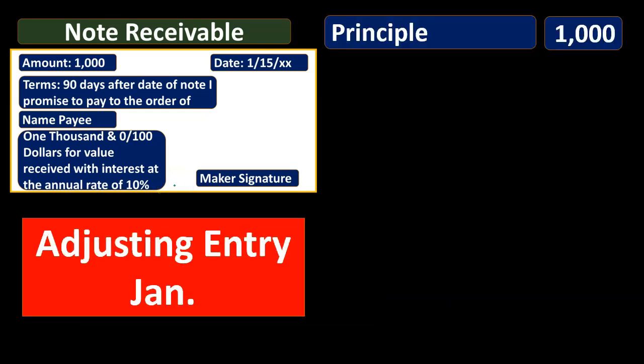There's also a case that we might have an adjusting entry at the end of the note time period. And that'll happen because remember that we make financial statements as of the end of the month or the end of the year. And the note term in this case is 90 days. So for example, here we have the note term, it happened on January 15th, and we're going to make financial statements as of January 31st.